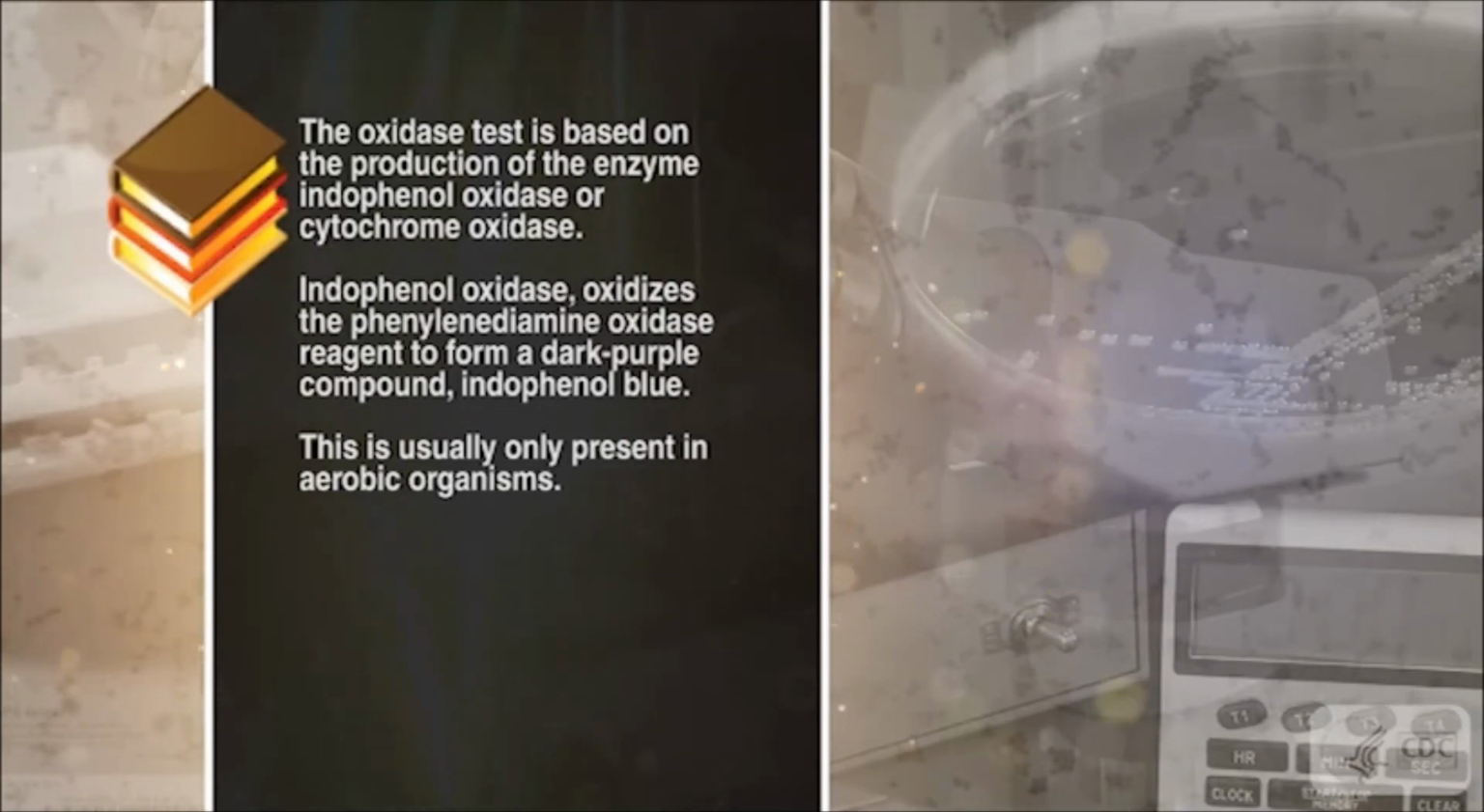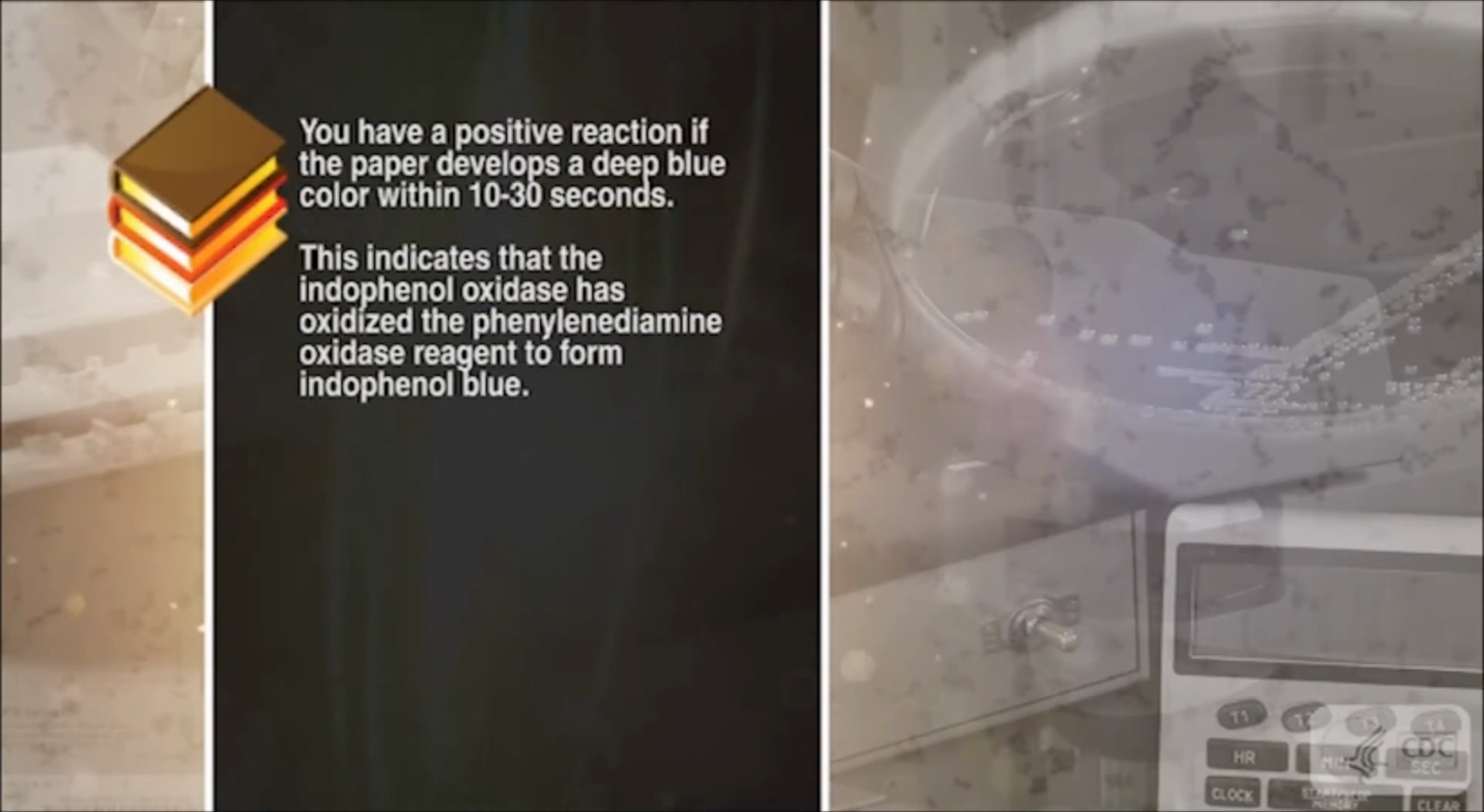Endophenol oxidase oxidizes phenylendiamine oxidase reagent to form a dark purple compound, endophenol blue. This is usually only present in aerobic organisms. You have a positive reaction if the paper develops a deep blue color within 10 to 30 seconds. This indicates that the endophenol oxidase has oxidized the phenylendiamine oxidase reagent to form endophenol blue.